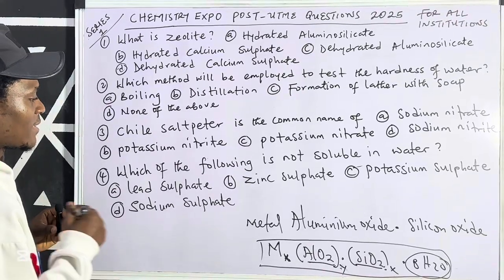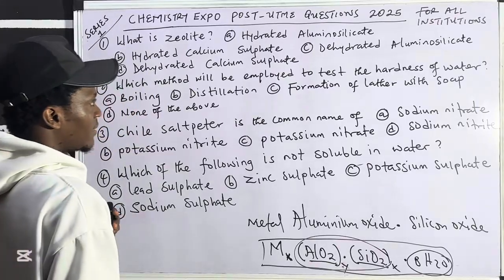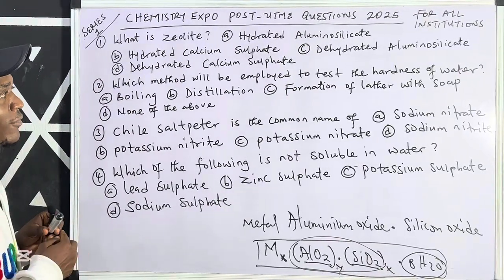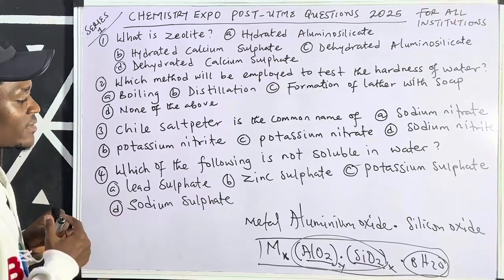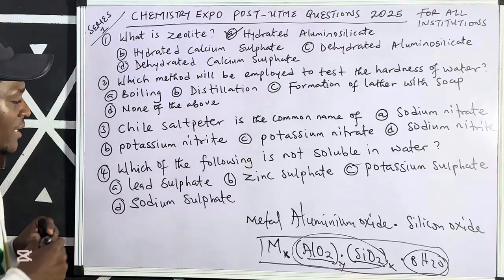So it's obvious that when you combine both here, you can get aluminosilicate. Alright, so since you have water attached to it, it is a hydrated form of aluminosilicate. So the correct option is option A. Then let's see question 2.